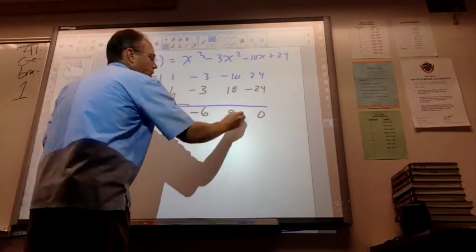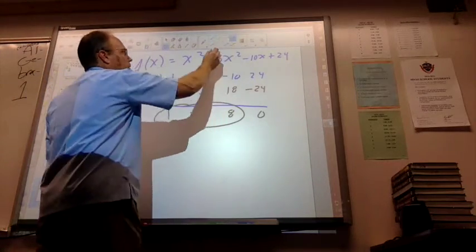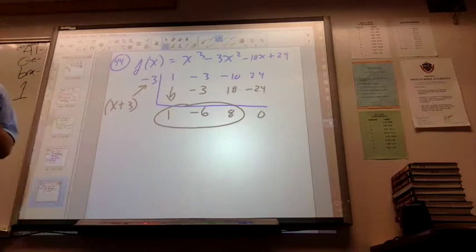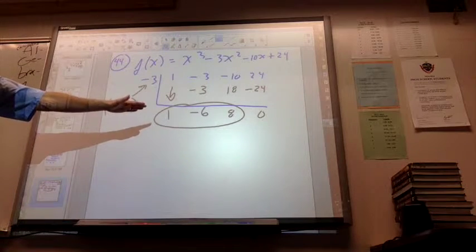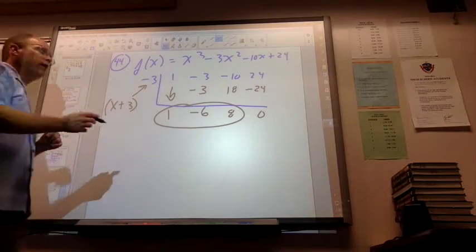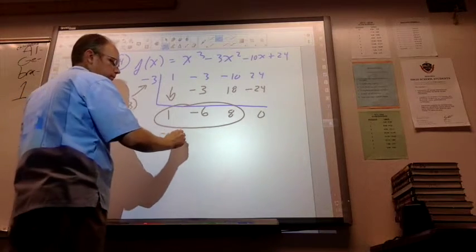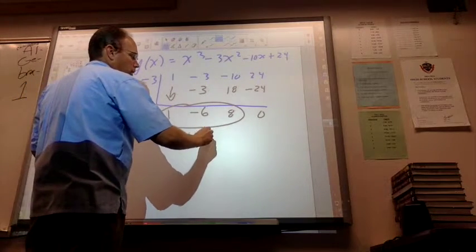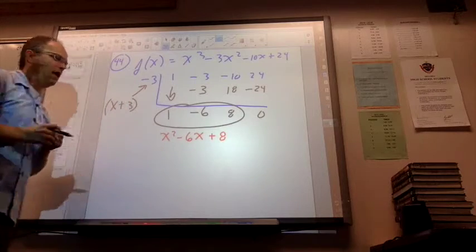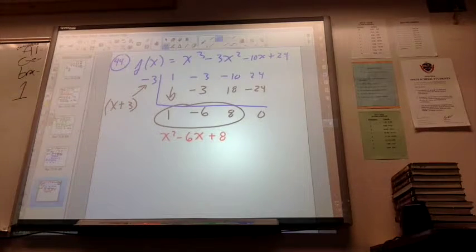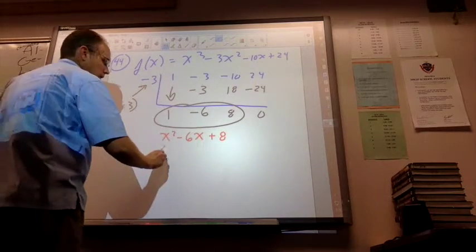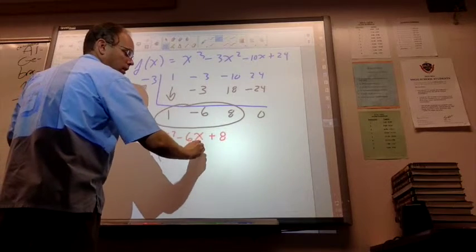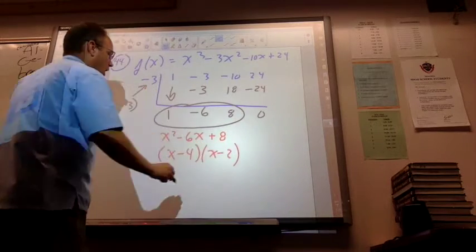Okay, this is what I want to focus on. Our original problem started as x to the 3rd. So what am I going to start with plugging back in here? X squared. What 2 numbers multiply together to give me positive 8, add together to give me negative 6? There you go, negative 4 and negative 2.